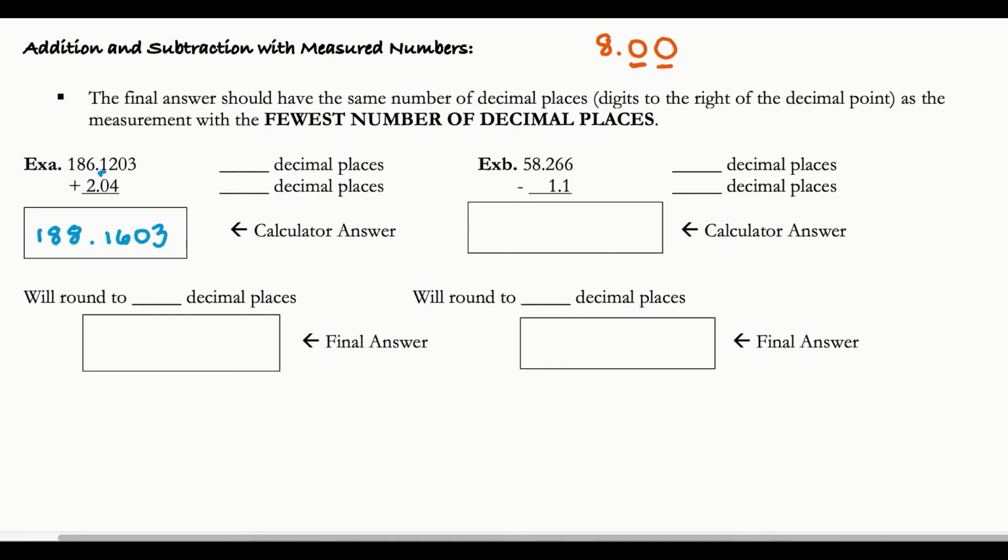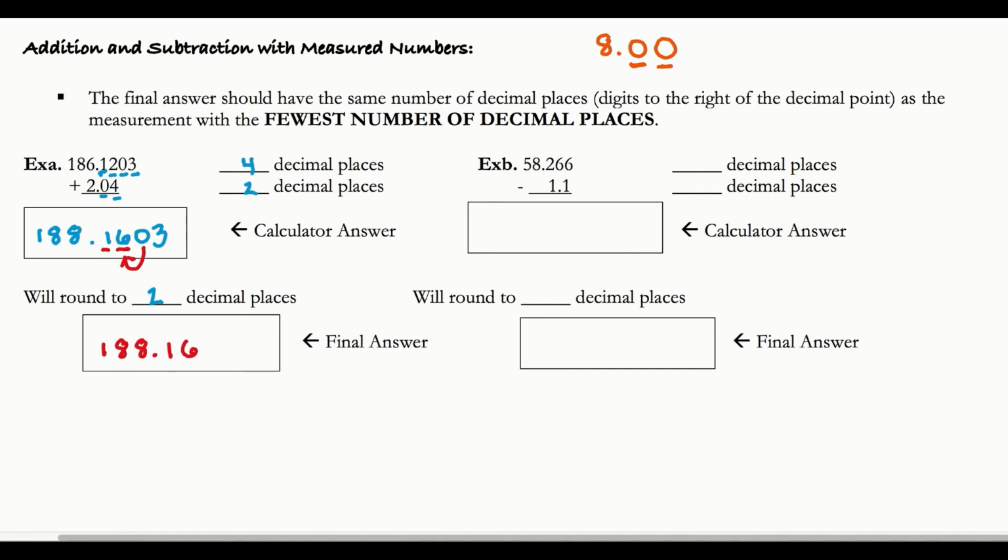Now I'm going to look at my two values. 186.1203. There are 1, 2, 3, 4 decimal places behind that one. For 2.04, there's 1, 2 decimal places, which means my final answer should only have 2 decimal places. The 0 does not round the 6 up, so my final answer is going to be 188.16, and that is my correctly rounded value based on the fewest number of decimal places.